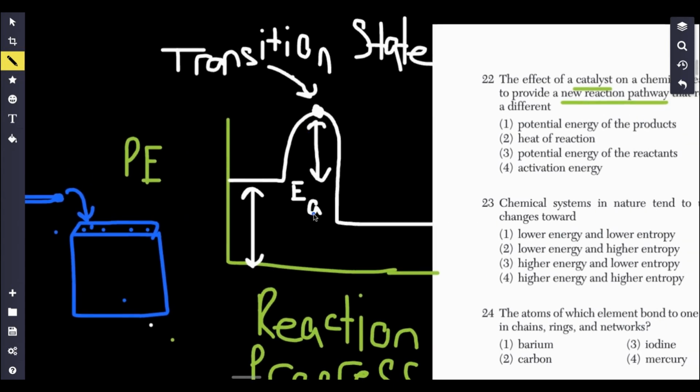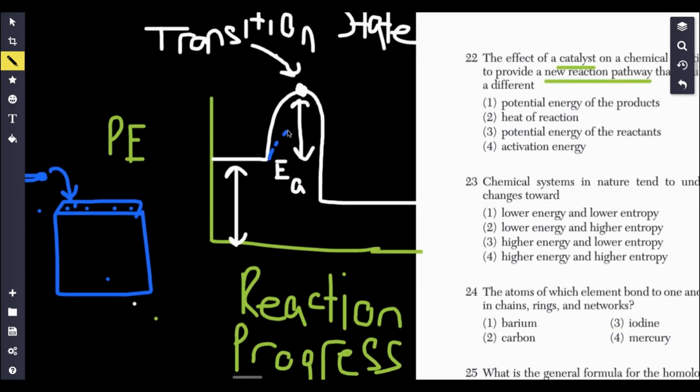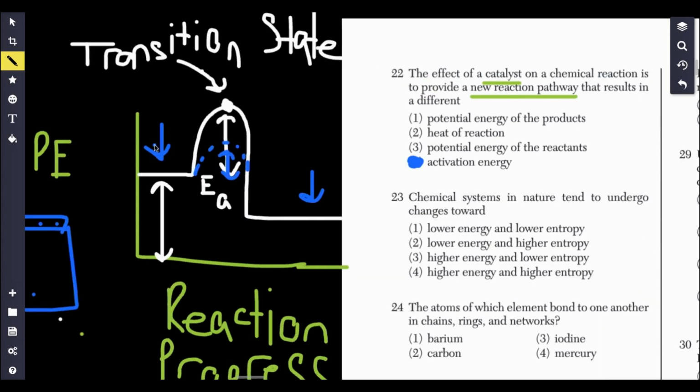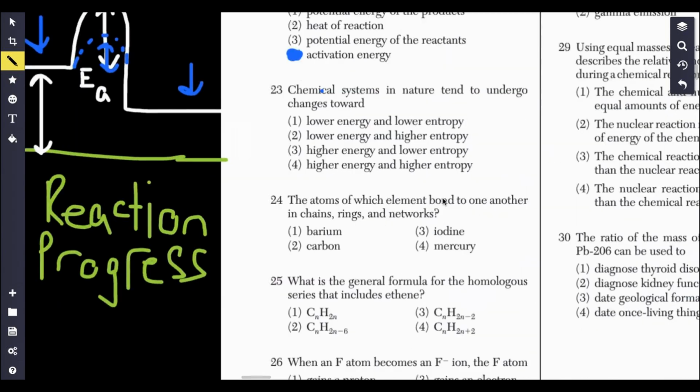But anyways, what a catalyst does is it basically lowers the activation energy. So notice how the potential energy of your reactant and the products is still the same, but essentially what you have done is you've lowered the activation energy. So now it takes less energy for it to happen. It does not lower the potential energy of the reactant. The potential energy of reactant and products stay the same, but it lowers the activation energy.